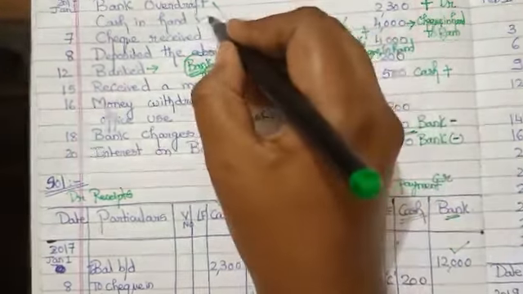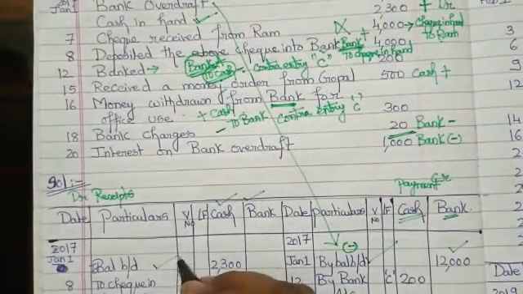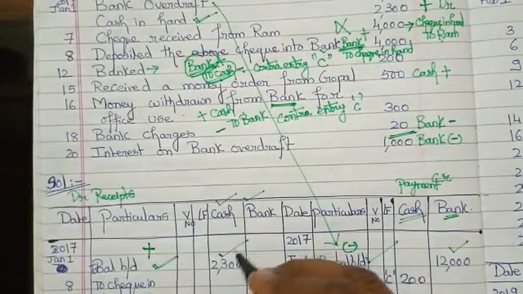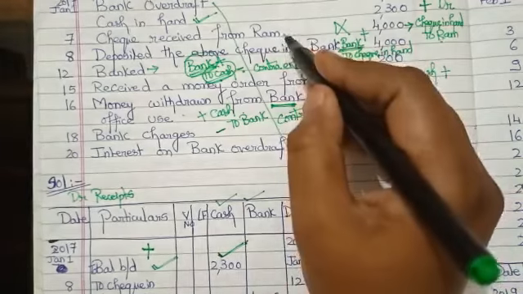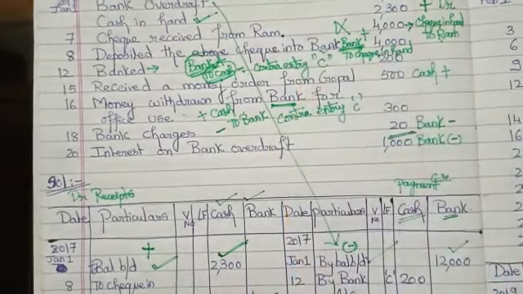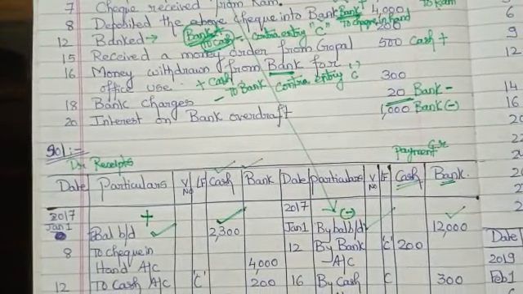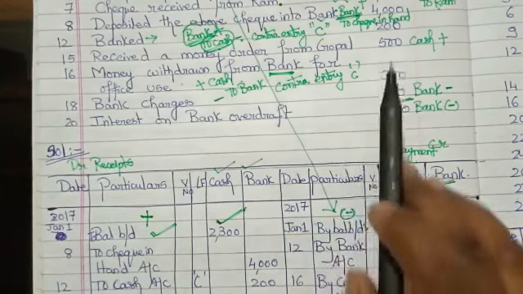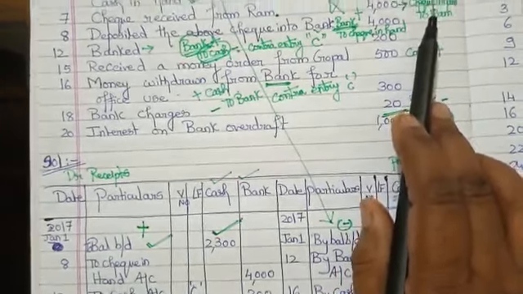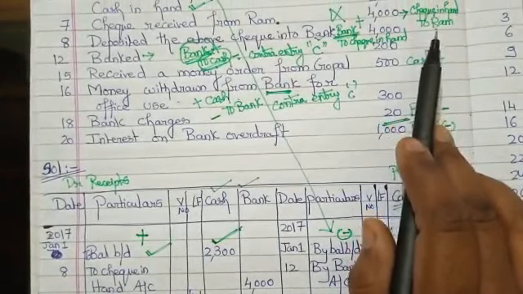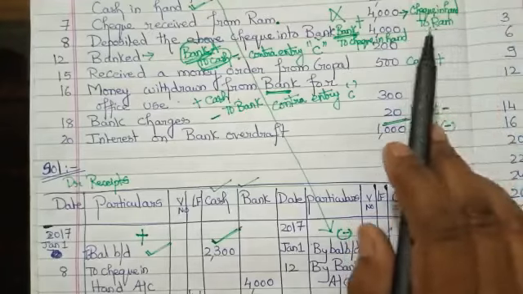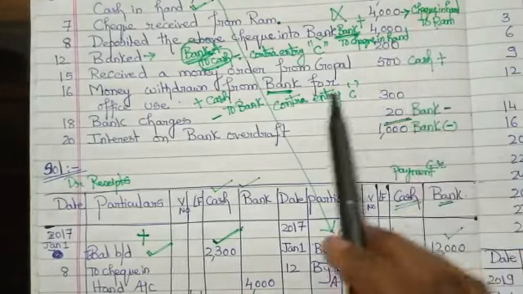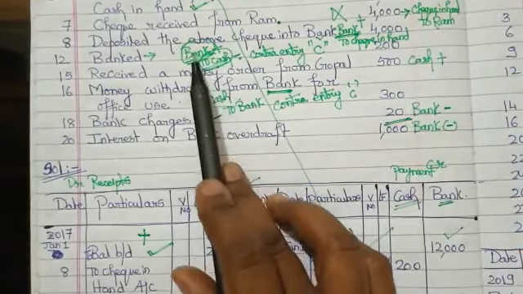Next is cash in hand. It will increase the cash. Write down to balance b/d 2300. Cheque received from Ram. There will be no entry related to the date 7, because the entry is cheque in hand account debit to Ram. So there is no cash or bank account, so it will not be recorded in the cash book.